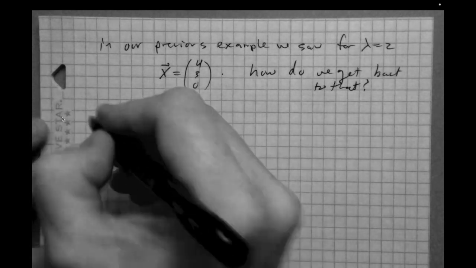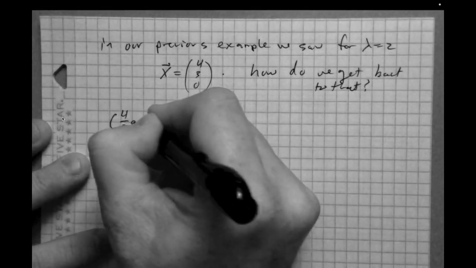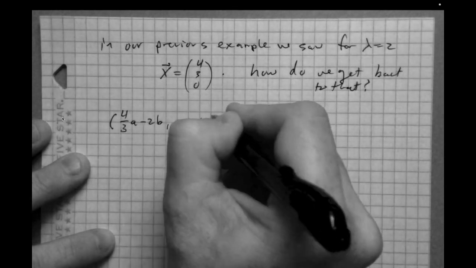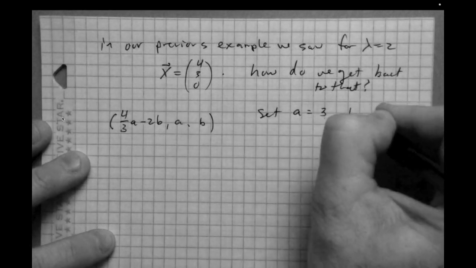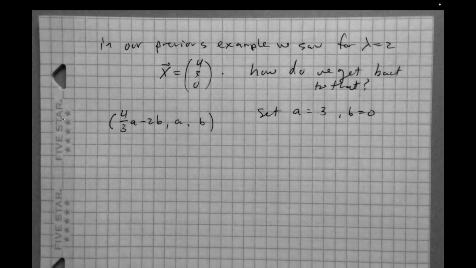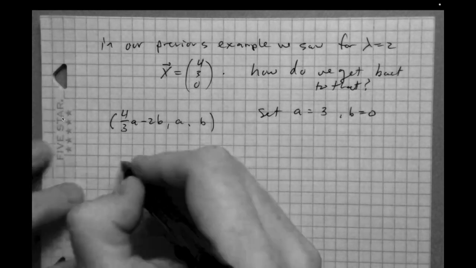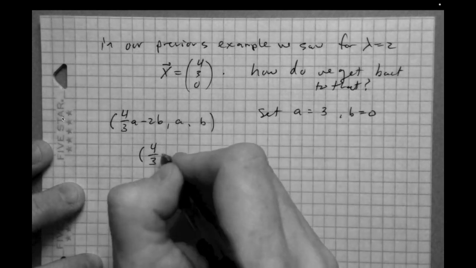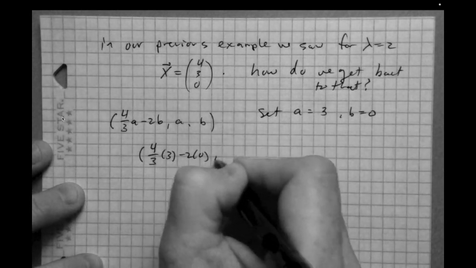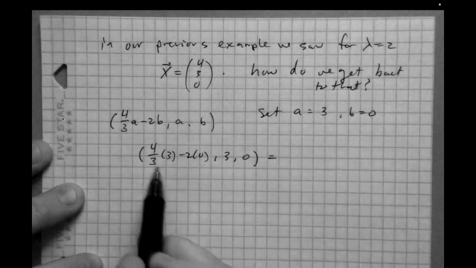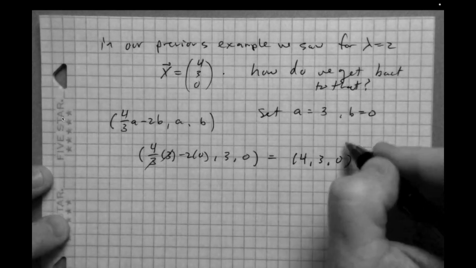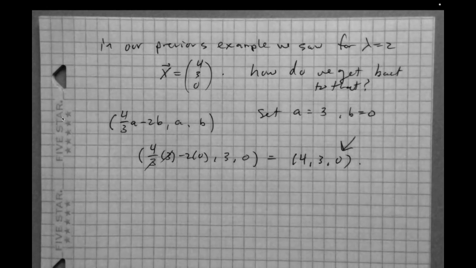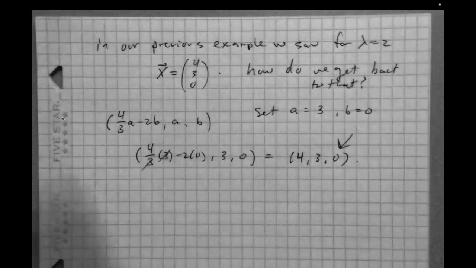Well, if our vectors have the form 4/3 a minus 2b, comma a, comma b, we can just set a equal to 3 and b equal to 0, right? And that should produce the vector that we're used to seeing. So you get 4/3 times 3 minus 2 times 0, comma 3, comma 0, which is, you get the cancellation there, so you get your 4-3-0. So this is our eigenvector that we saw originally in our example. But we know that there are others, and here's how we can derive them.